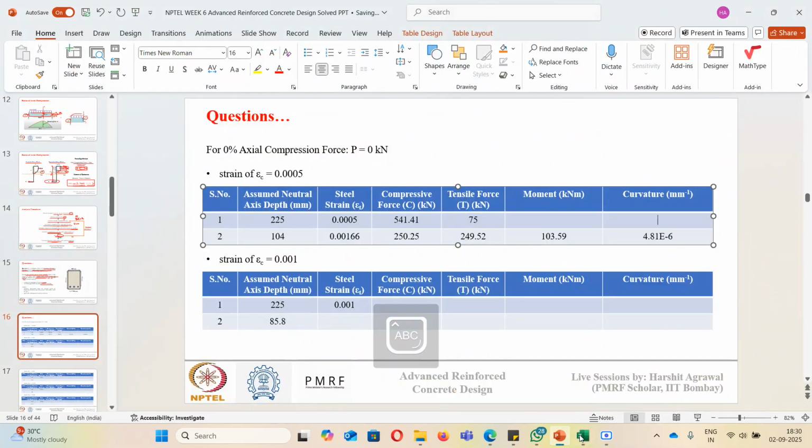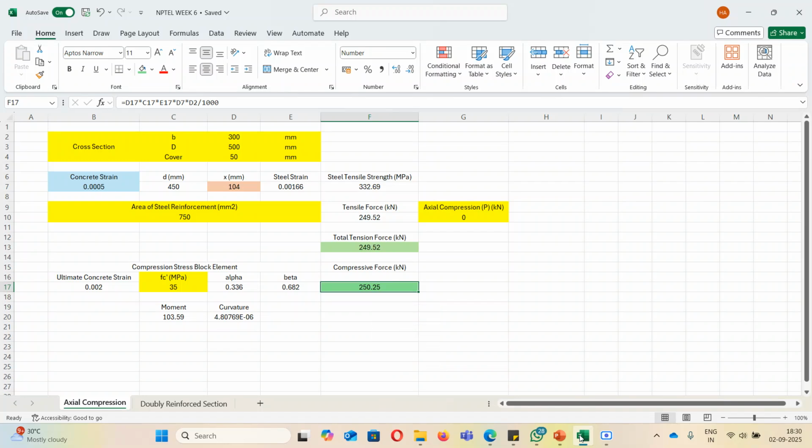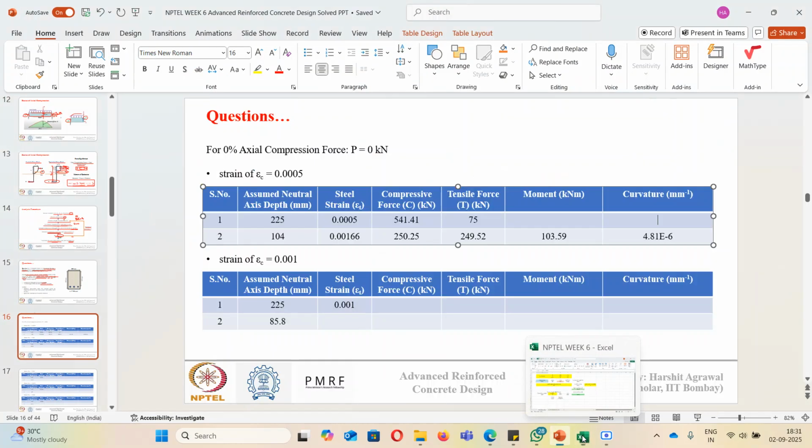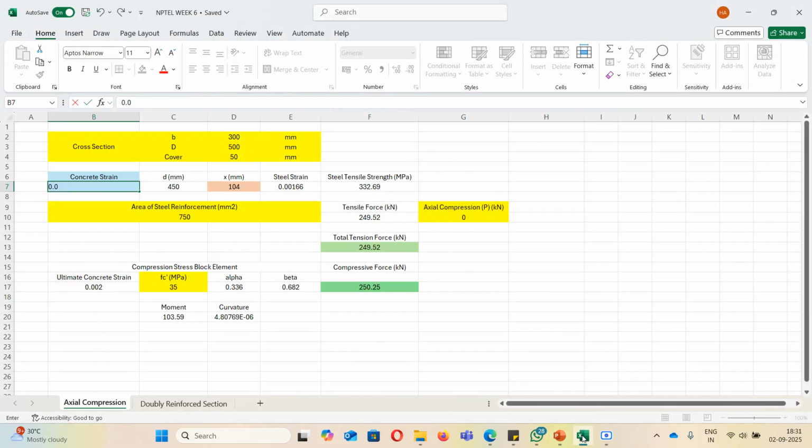Okay, so this is how we can use this simple Excel sheet to do this iterative work of changing the neutral axis depth very quickly. Okay, we'll see one more example so that you understand. Now I will change the concrete strain to 0.001. Again, I don't know the depth of neutral axis, so I will take it as 225.